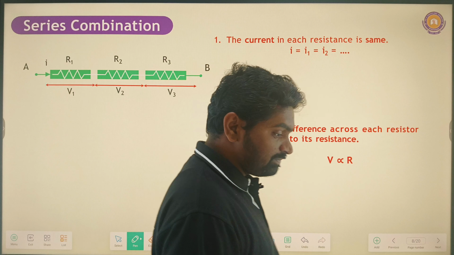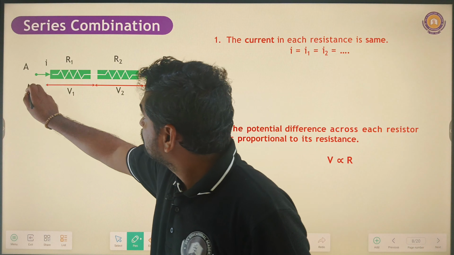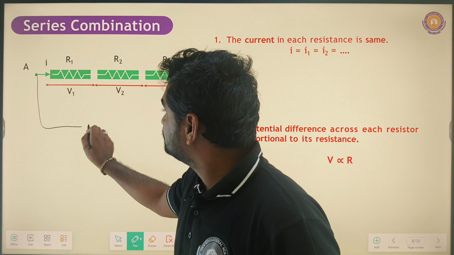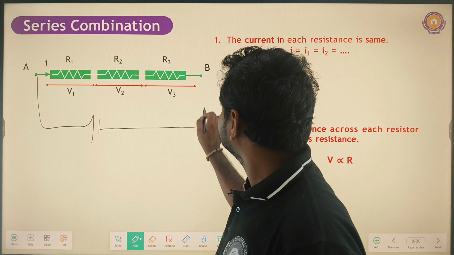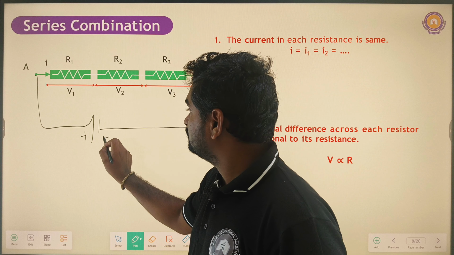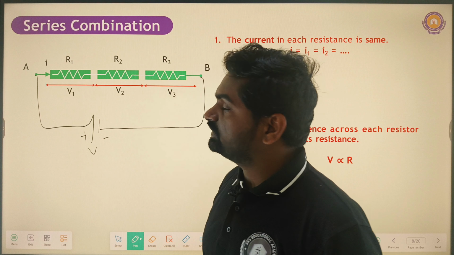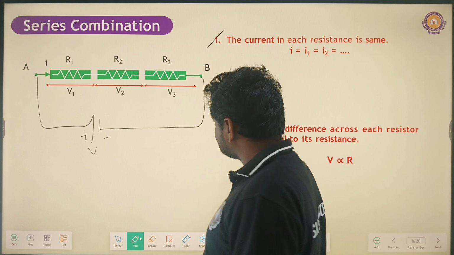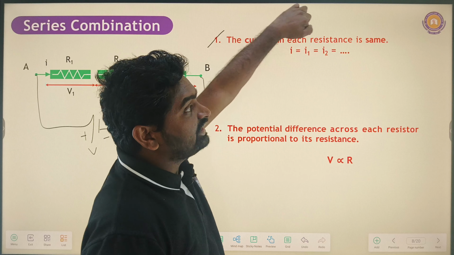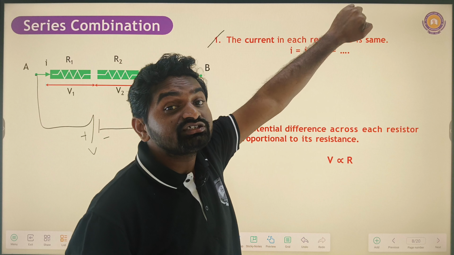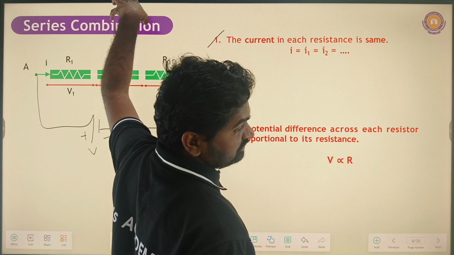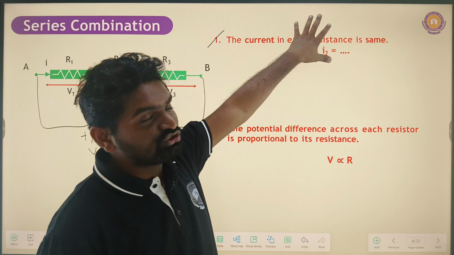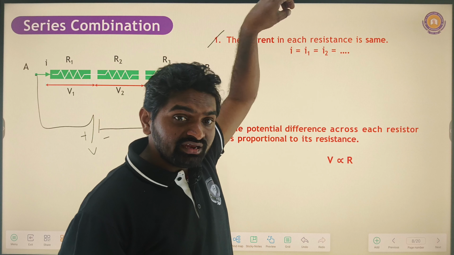if voltage is applied across, for example, see, this is R1, R2, R3, three resistors connected. Suppose these three are connected to one battery, positive and negative, applying voltage V. So remember the first point: the current in each resistance is the same. In series connection, you take 100 resistances, but the current will not change. Current will always be the same in each resistance.